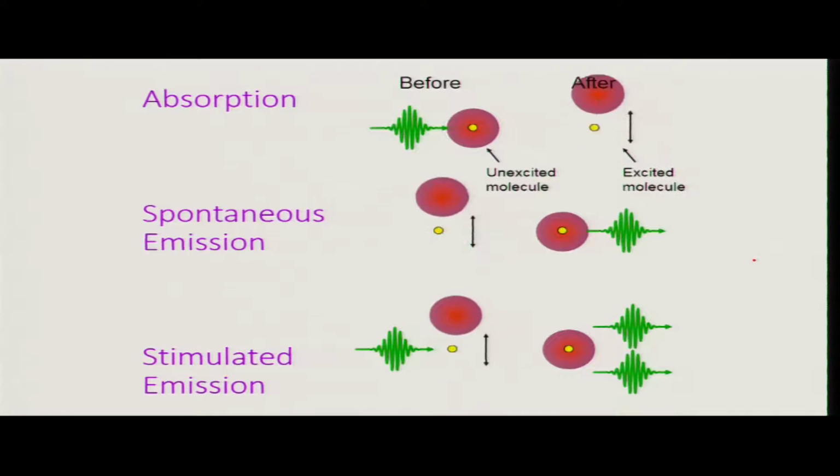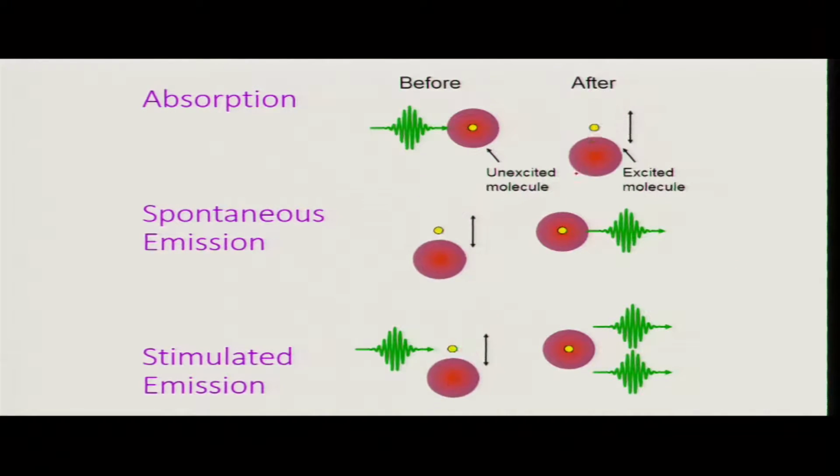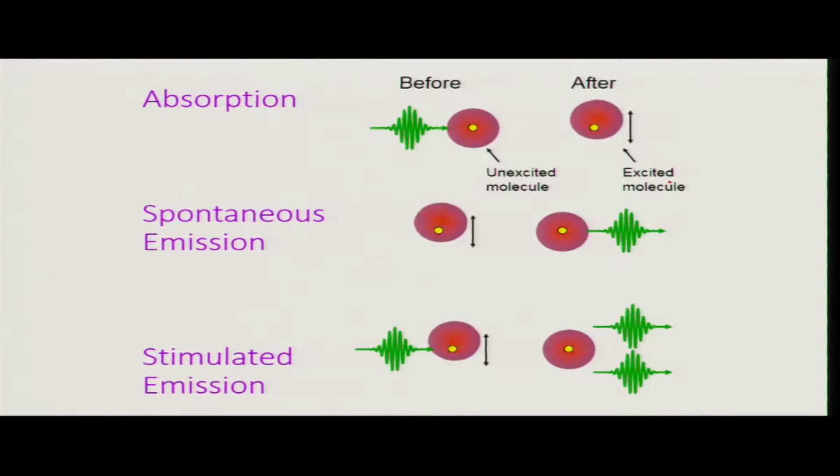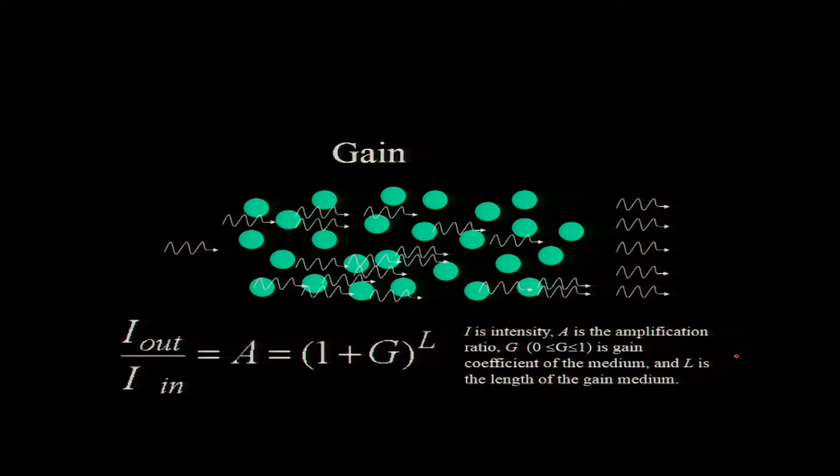Pictorially, this is what we are looking at. We have an unexcited molecule which is being excited by the radiation, and we get the excited molecule. If it undergoes just simple emission of a photon, then it is spontaneous emission. However, if you have another photon available to bring it down to the ground state, then we get stimulated emission, which is the one with the phase.